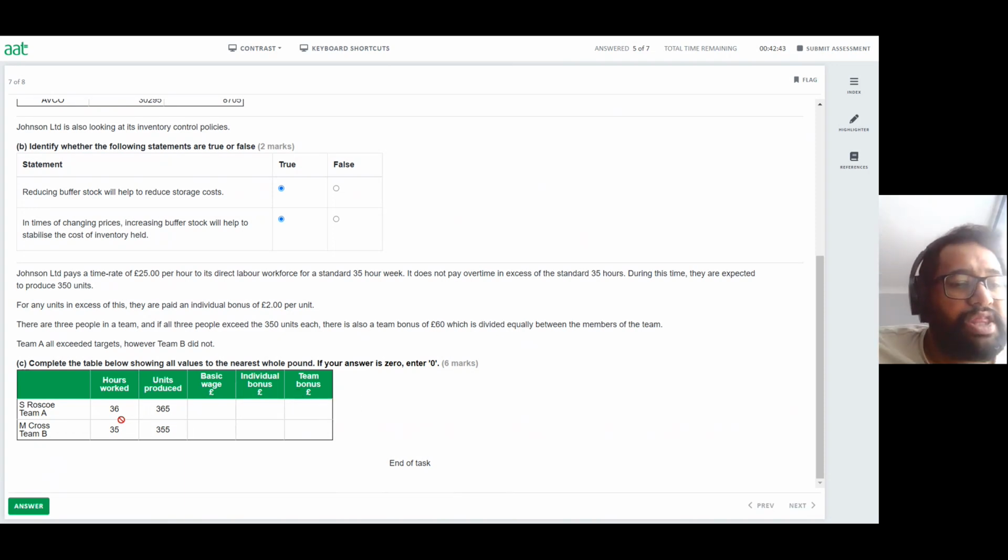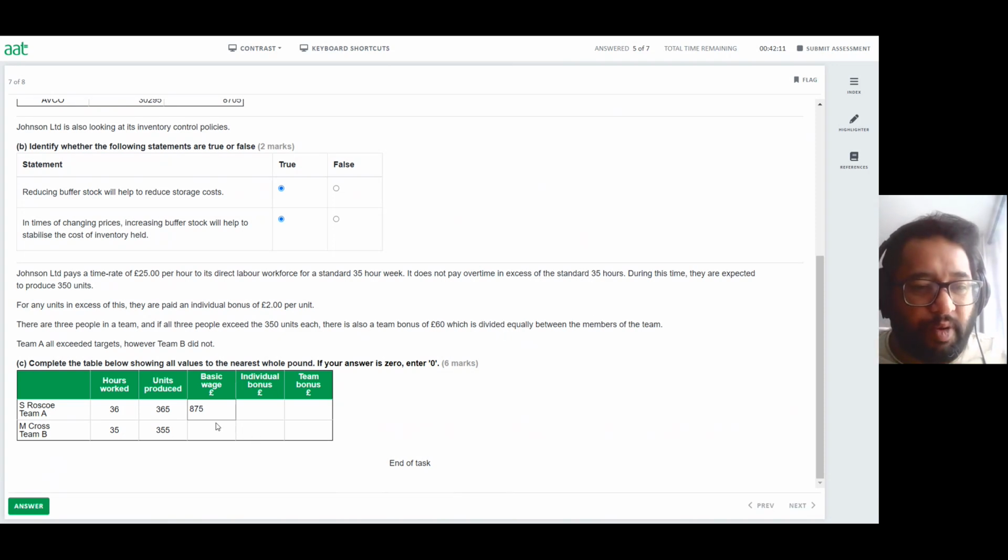So here they're asking you for the hours they worked, 36 hours, the basic pay. Okay, so here the basic pay is going to be still the same amount. They do not get overtime. They do not pay overtime in excess of the standard 35 hours. They didn't even say premium. They did say there's no overtime. So that means they have a fixed basic wage. The amount of fixed basic wage is 25 multiplied by 35 hours, £875. It does not change for both of them. So they get £875 there.